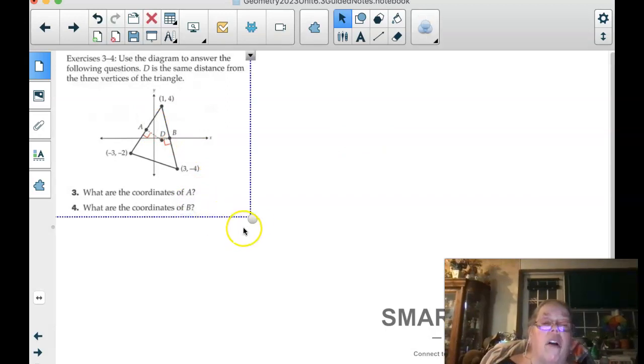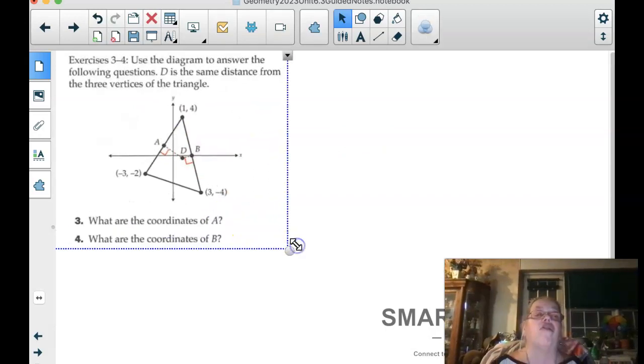Okay, let's take a look. Okay, exercises 3 and 4. Use the diagram to answer the following questions. D is the same distance from the 3 vertices of the triangle. Okay, what is the coordinate of A? Okay, D is the same distance from each vertex, so A is the midpoint.